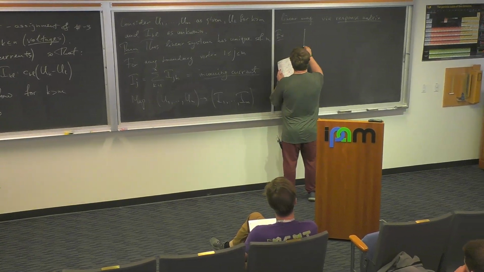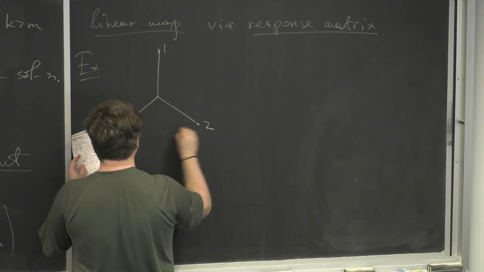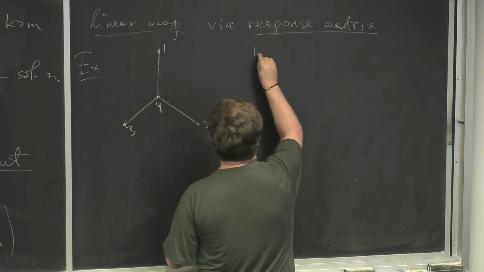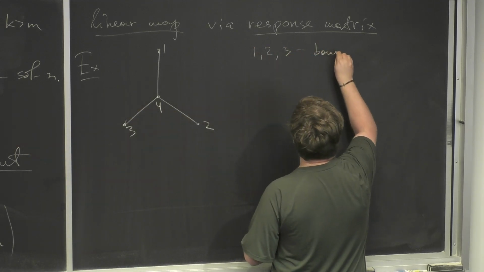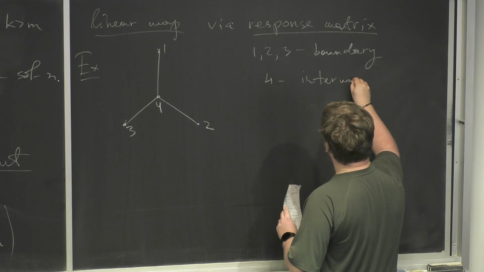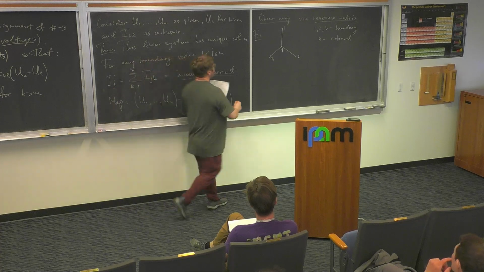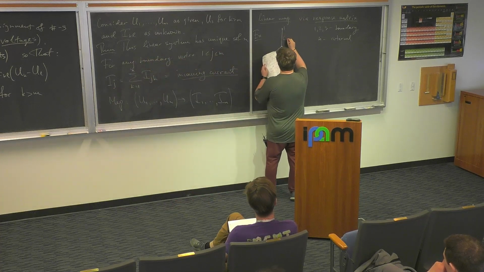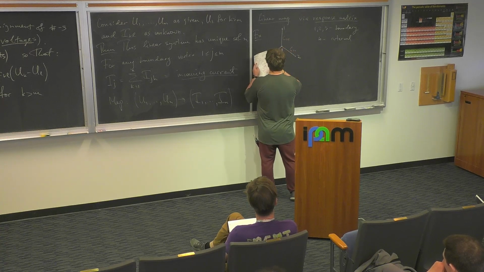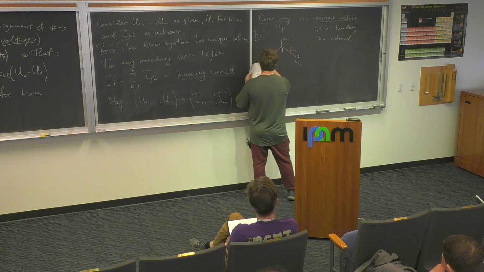Let's say my graph looks like this. My vertices are 1, 2, 3, 4. 1, 2, 3 are boundary. Four is internal. There are some conductances on this thing. Maybe. So we are told numbers C14 over here, C24, C34. And we also plant some voltages, U1, U2, U3 at the boundary.